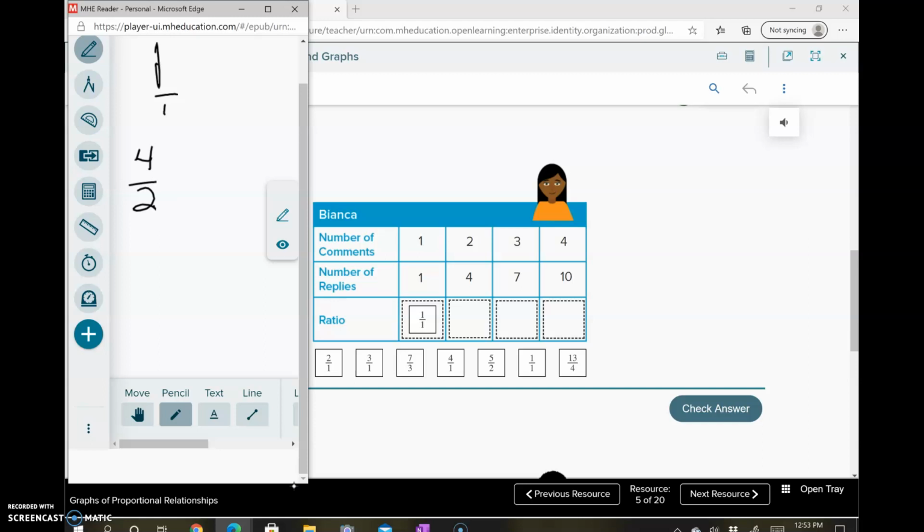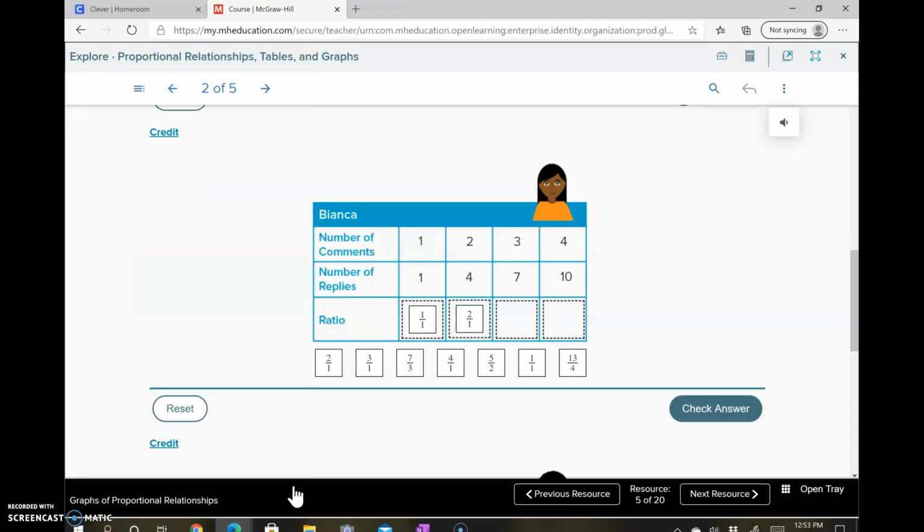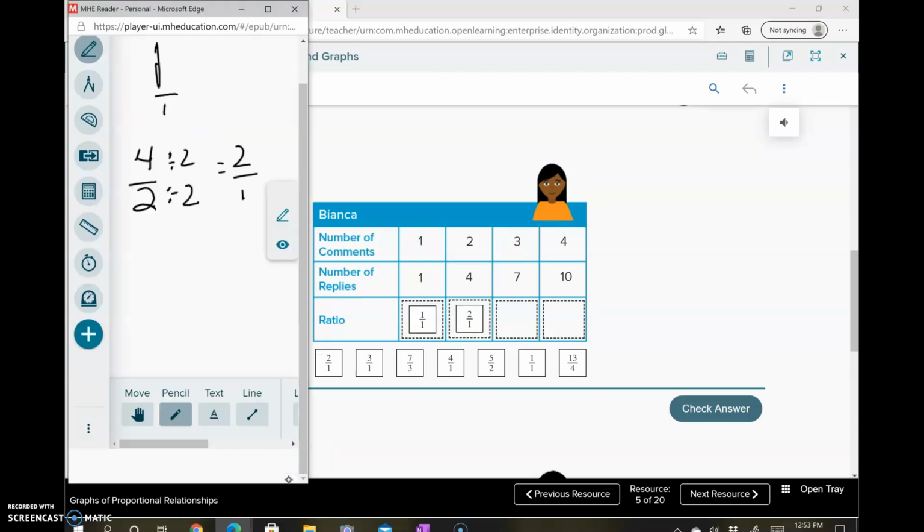Hey, look, they're both even numbers. Let's divide the top and the bottom by 2. 4 divided by 2 is 2. 2 divided by 2 is 1. There's our fraction. There's our ratio. Let's go ahead and move that. Next, we have, oops, not 3 on top, 7 replies to 3 comments.